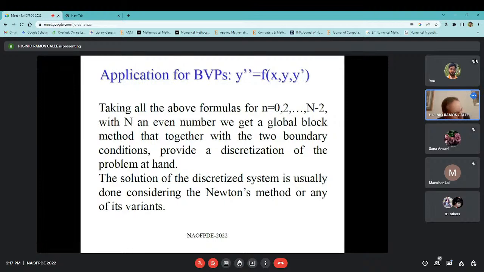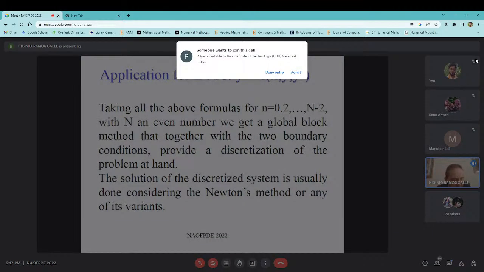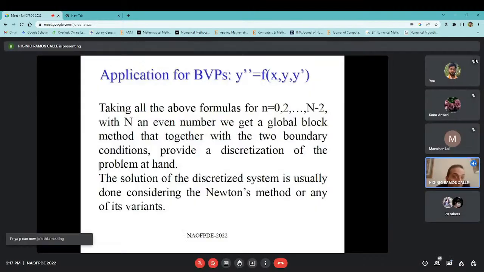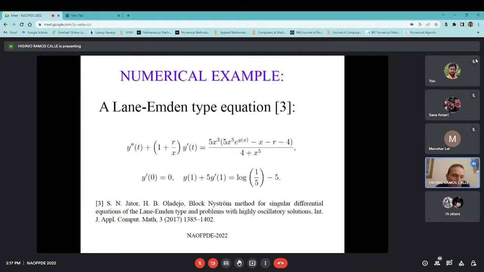So we must divide the total number of subintervals in groups of 2, where we are going to apply the block method. Taking these values, we form a big system, and this big system is just a discretization of the problem. We consider also the boundary conditions, and this forms a system.